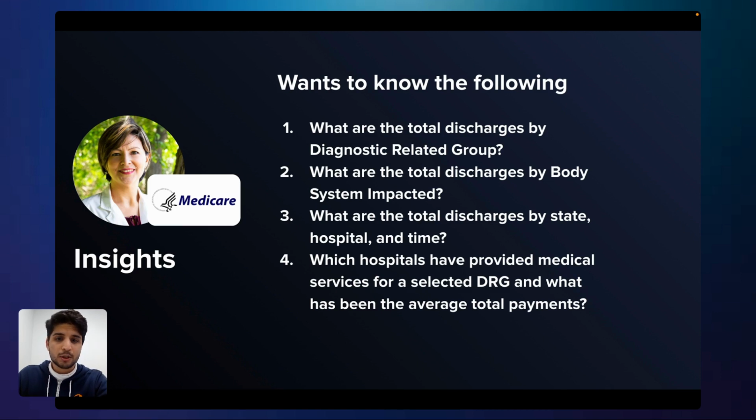So what are the insights she wants to know? She wants to know what are the total discharges for each diagnostic related group. So those are basically the lung transplants, your heart transplants, your joint replacements, and so on. And she also wants to know what are the total discharges by body system impacted. And what are the total discharges by state, hospital, and time. And she also wants to know which hospitals have provided medical services for a selected DRG and what have been the average total payments. Now, we're going to be answering each of these questions for her by building a variety of different data visualizations and dashboards.